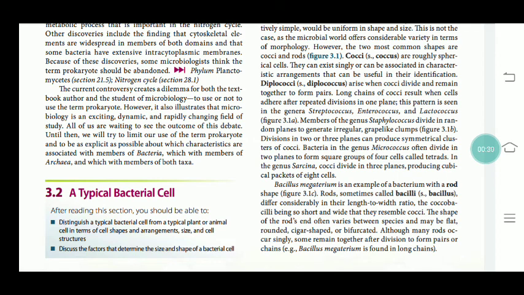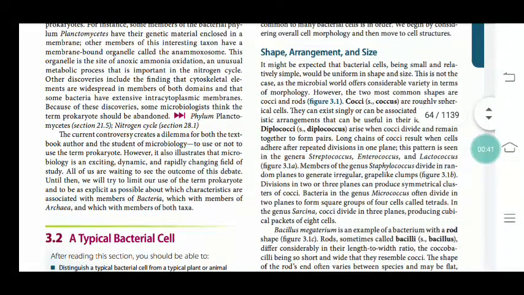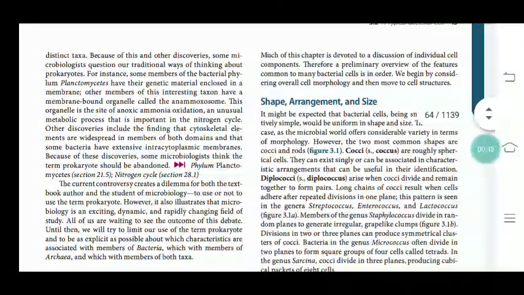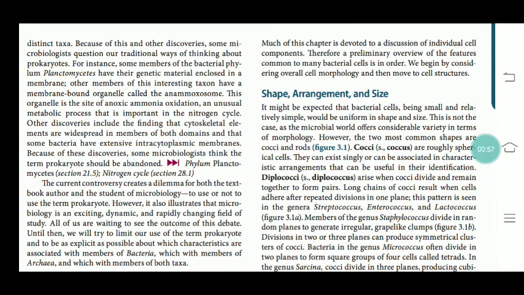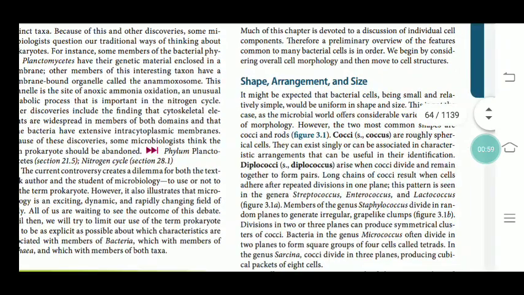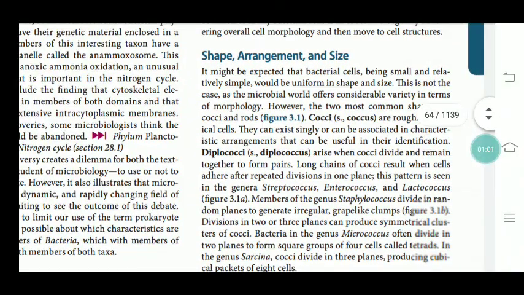So here we are going to discuss the size and shape of bacteria, which you cannot see without a microscope or with naked eyes. We are going to discuss which shape the bacteria have, which type of arrangement the cells have, and all about their size. So we are going to discuss shape, arrangement and size of the bacteria.